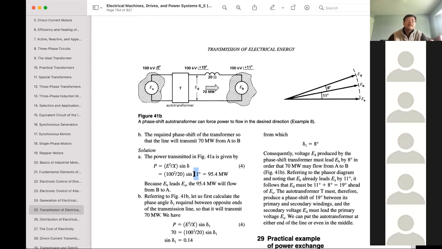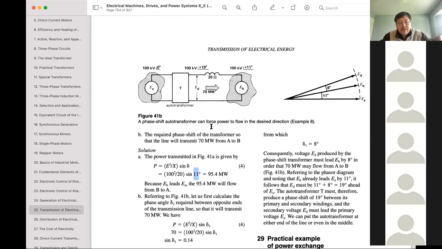So it's all about the phase angle. The bigger the difference, the more power it will exchange. The amount of power exchange depends on the delta, the phase angles. What if the delta is 0 degrees? If it's 0 degrees, the power will be 0. There's no power exchange.